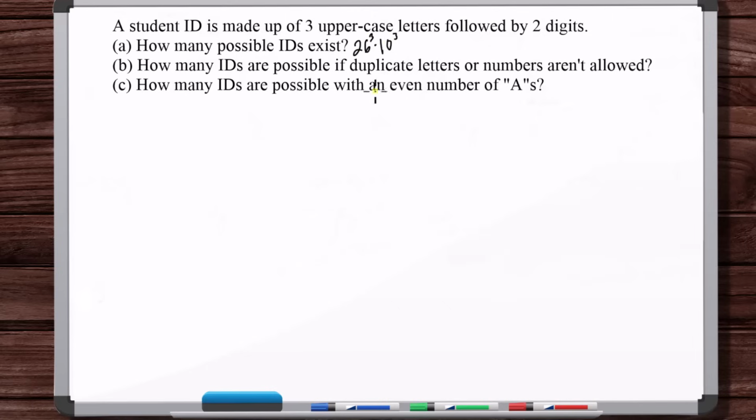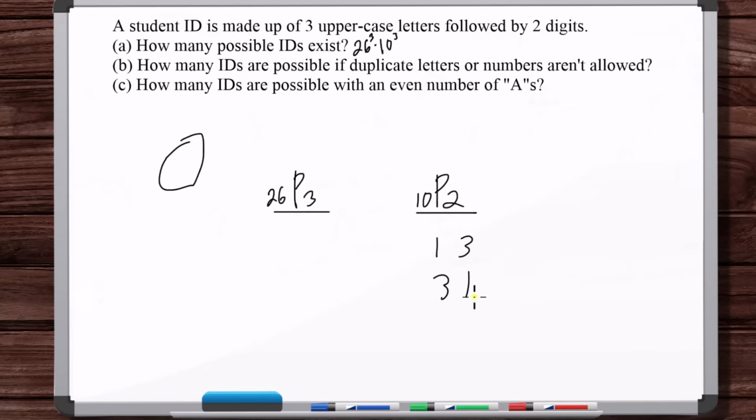Now, if duplicate letters or numbers aren't allowed, then this turns into 26P3, because now you're picking with no repetition. And here it's 10P2. Because order matters. If it's 1 then 3, you want to count it separately from 3 then 1. Same with the letters. So we use permutations.